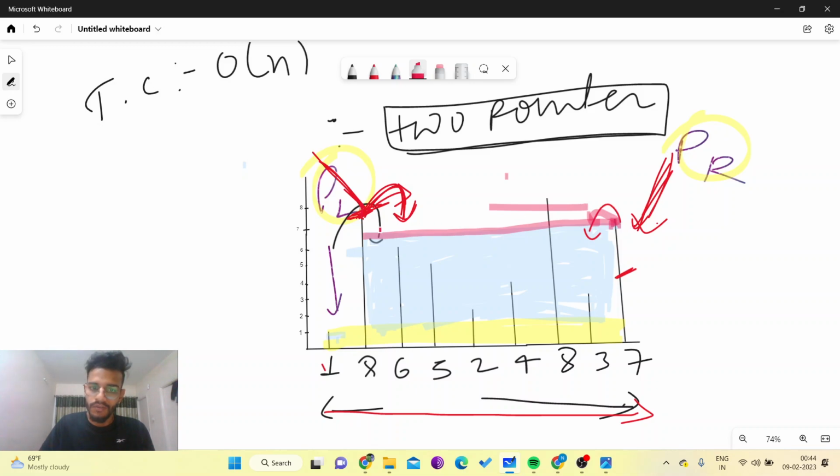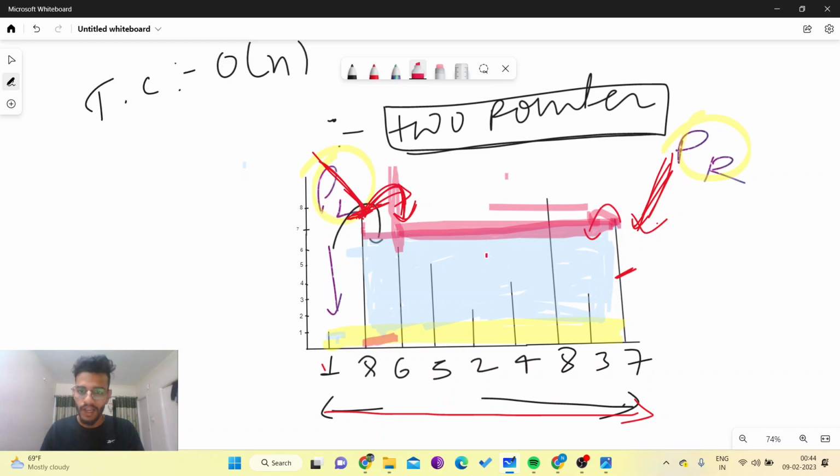But let's suppose I get something up to this height, then also the area will be the same. The height will be the same and the area will be less, because here the width decreased by 1. This decreased by 1. Got it? I think you guys are clear with this concept.